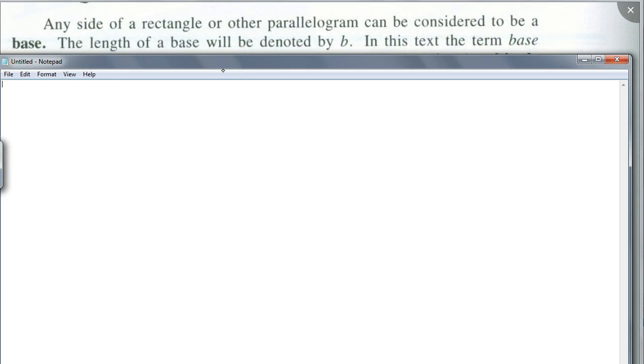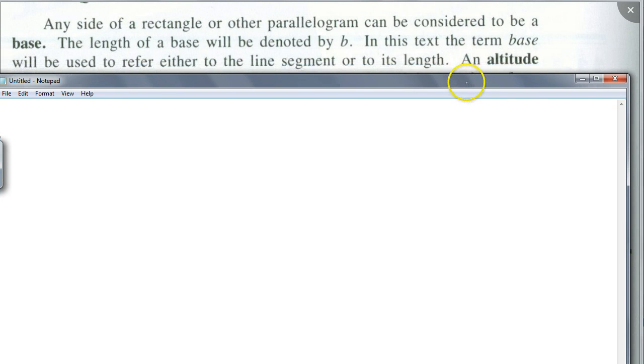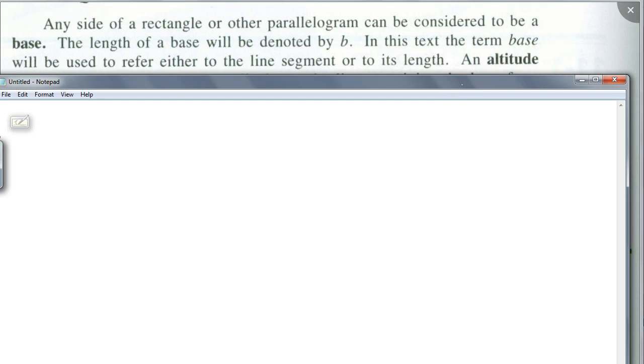All right. So the length of the base, we use a small letter b there. We use base to refer to either the line segment or its length. Okay. So when we say base, we could be talking about the actual line segment or the actual length. So we sort of use that interchangeably.